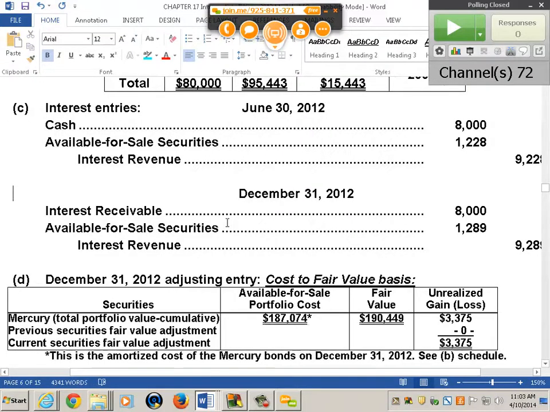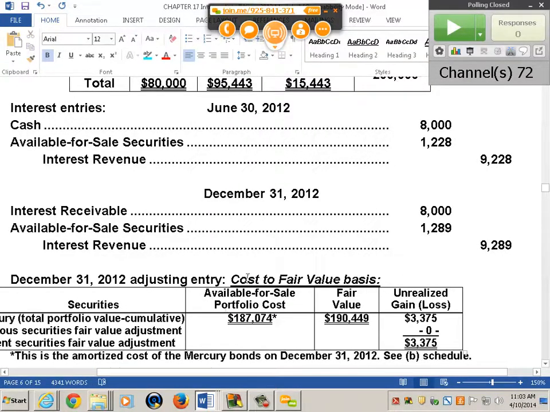And if we go to the second entry, on December 31st, you don't have cash because you didn't collect it yet, but on December 31st, you're going to debit interest receivable. If it was cash, if it was the date of payment, that same thing. And then the available for sale investment is increased by the amount of the accrued but uncollected interest, which is $1,289. And the balance of the investment goes up to $187,074.